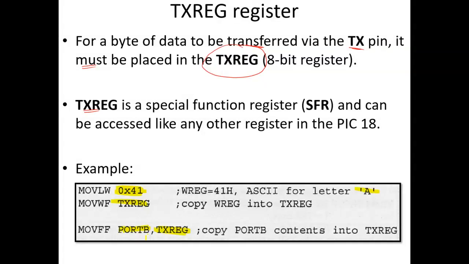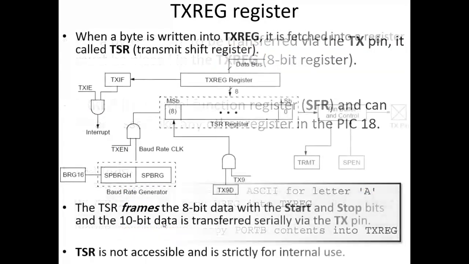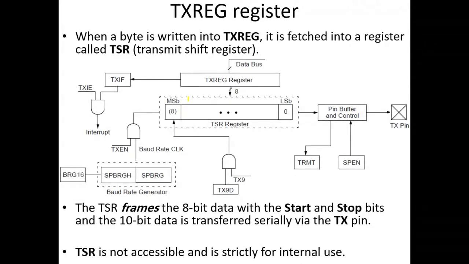So port B is read as 8-bit, and then the CPU will start sending the data bit after bit, after framing the data, after adding the start and the stop bit. If you want to send something, just put your data from the data bus to the TX register. The CPU will frame the data by adding the start bit and the stop bit, and then the data will be sent via the TX bit.